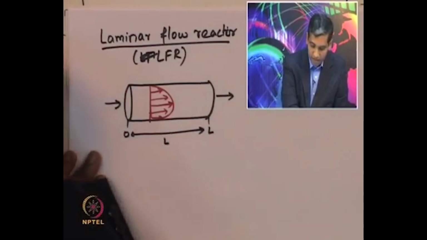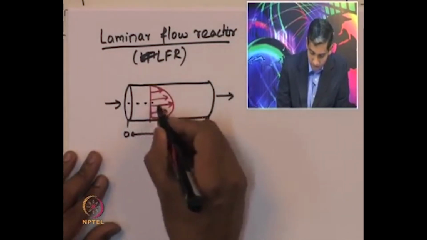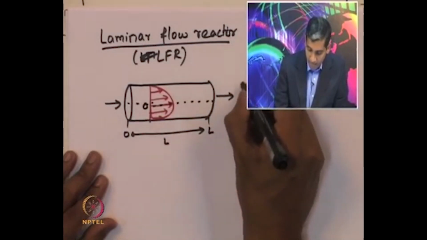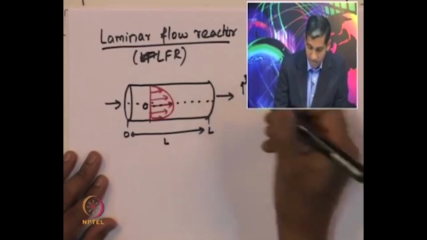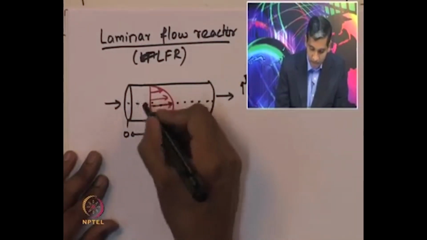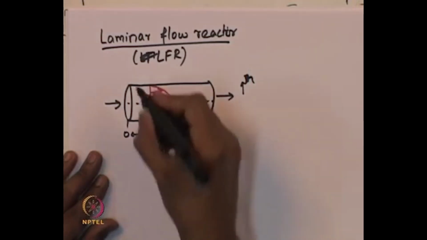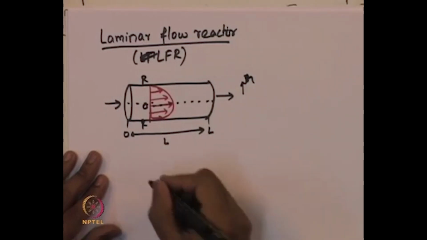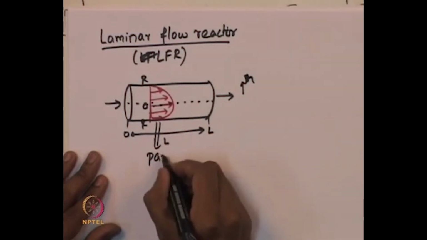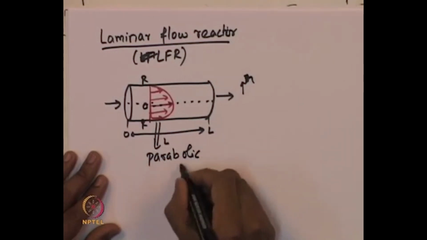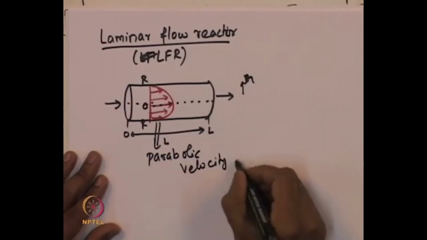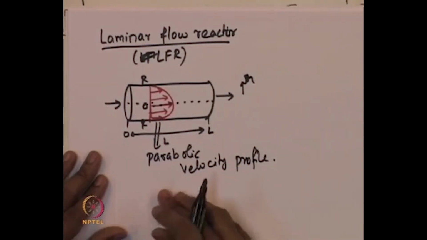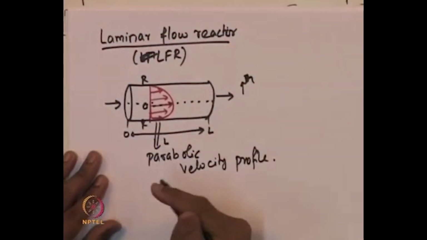So, if that is the center of the reactor, that is r equal to 0. If I label this coordinate as r, at r equal to 0 it will be maximum velocity, and at r equal to R, which is the periphery, the velocity will be 0. So, that is a parabolic velocity profile, the velocity profile with which the fluid is flowing through the reactor.